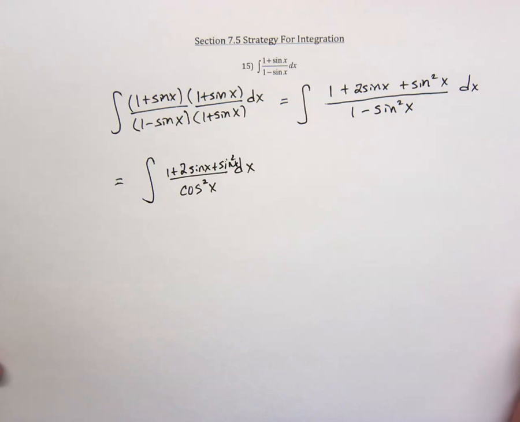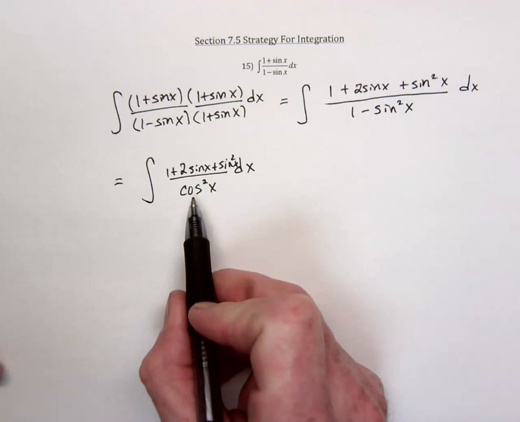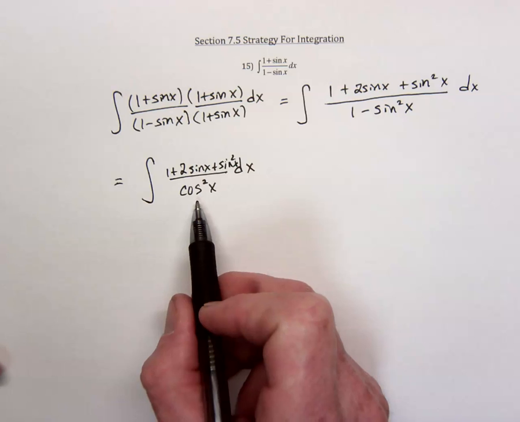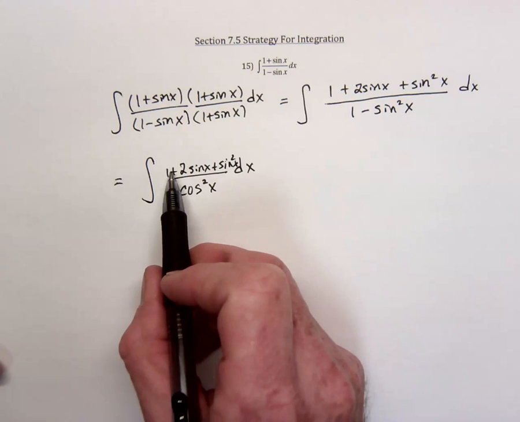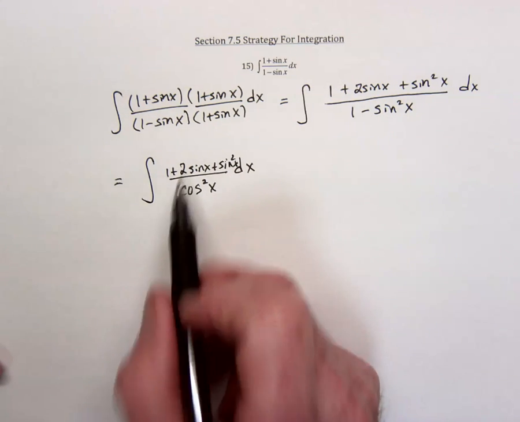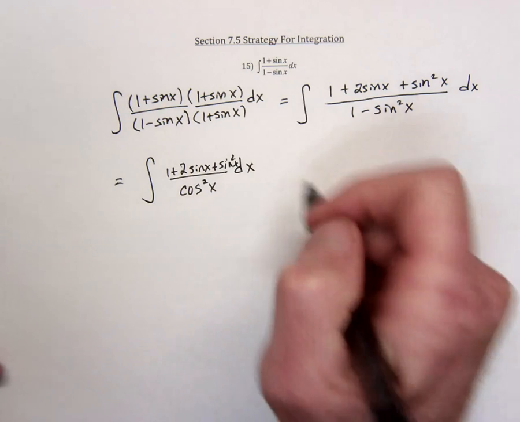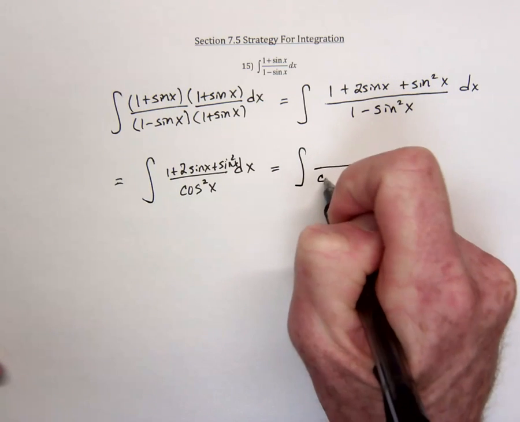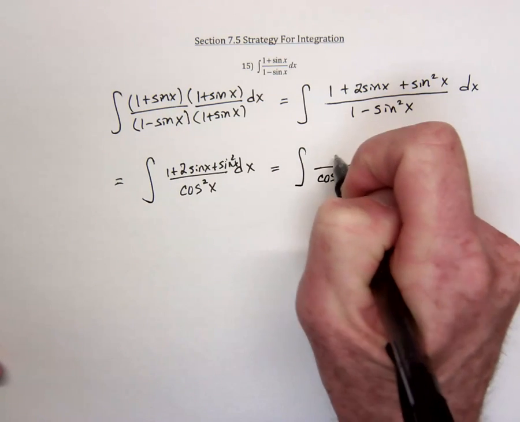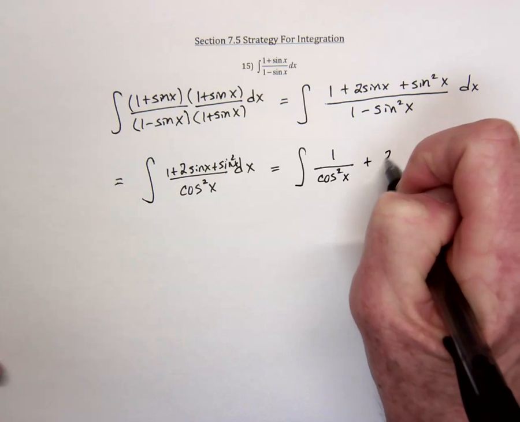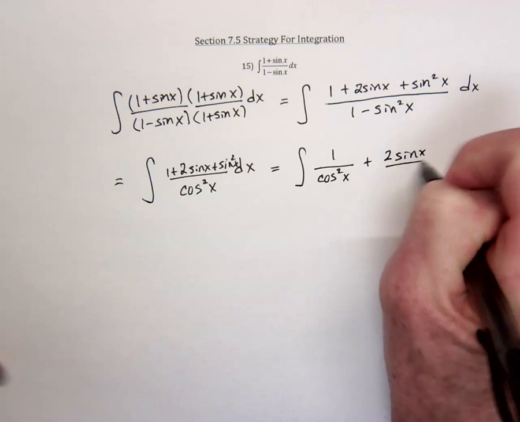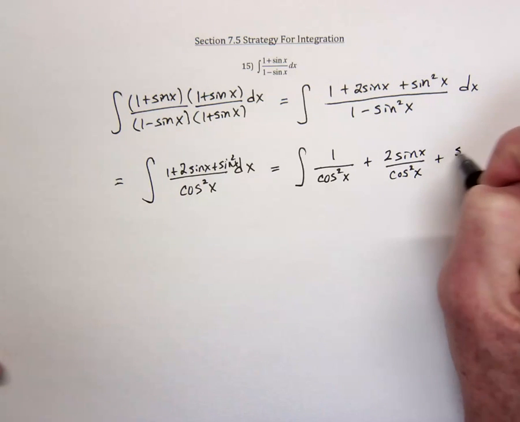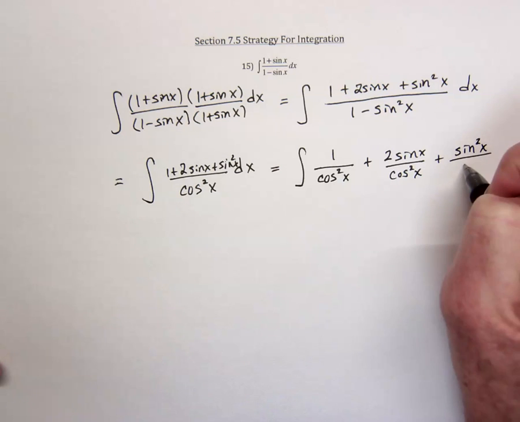Well, now the u substitution isn't looking so good, because if I let u equal cosine, not cosine squared, but cosine, the derivative is going to be sine, and this is a lot more than just a single sine. But if I broke this up into 3 fractions, all with the denominator cosine squared, I would have 1 over cosine squared, 2 times sine of x over cosine squared, and then sine squared over cosine squared.